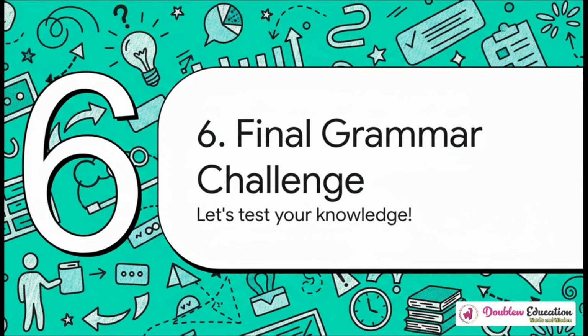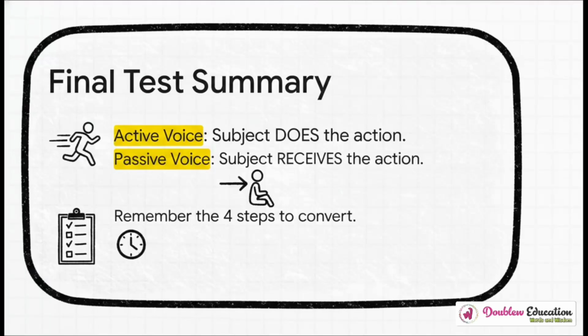Okay, we've covered a lot of ground. We figured out what active and passive voices are, we learned the recipe for switching between them, and we saw where they're used. Now, let's do a super quick recap and one final challenge to make sure you're totally ready for your test. Here's your final test summary in a nutshell. Remember, active voice is when the subject does the action. Passive voice is when the subject receives the action. To convert, just follow the recipe. Swap subject and object, add by, always use the third form of the verb, and make sure you get the tense right. That's the most important part.